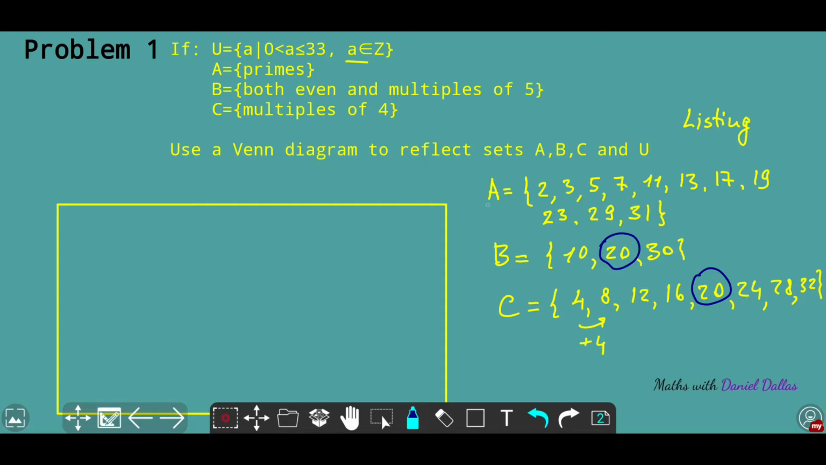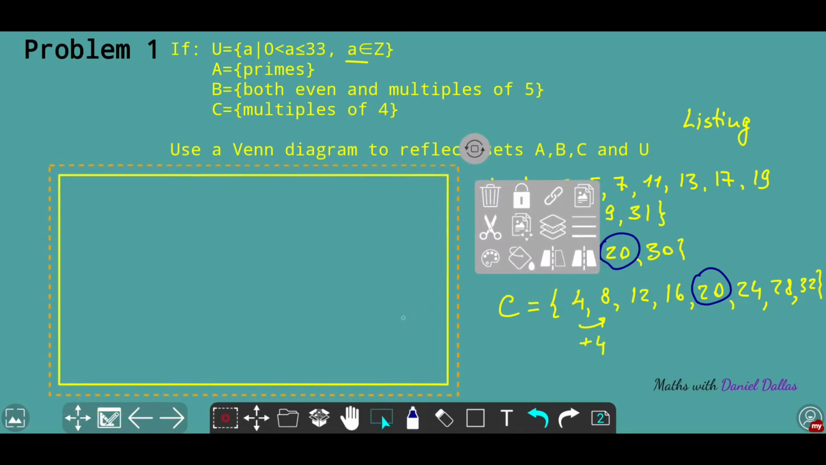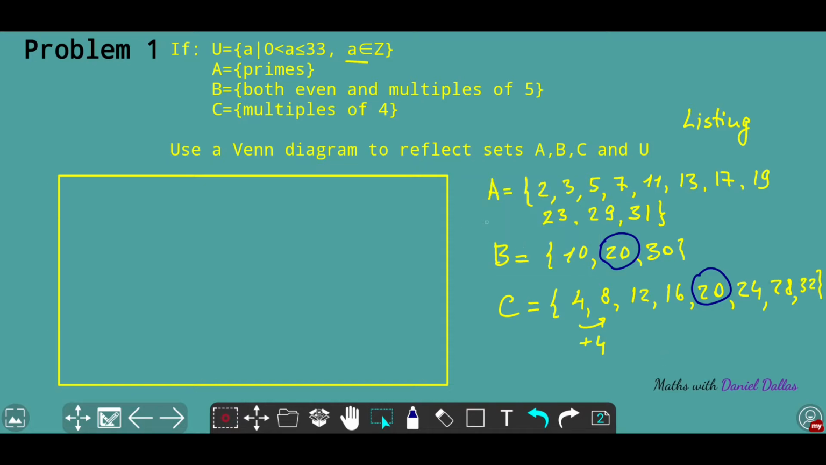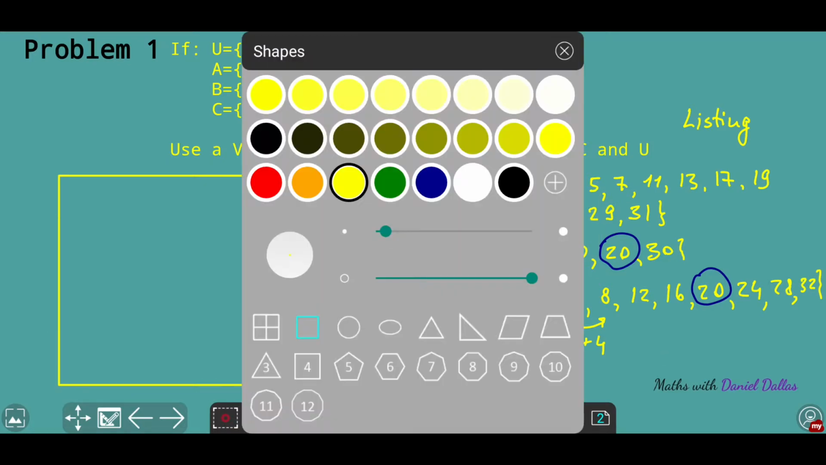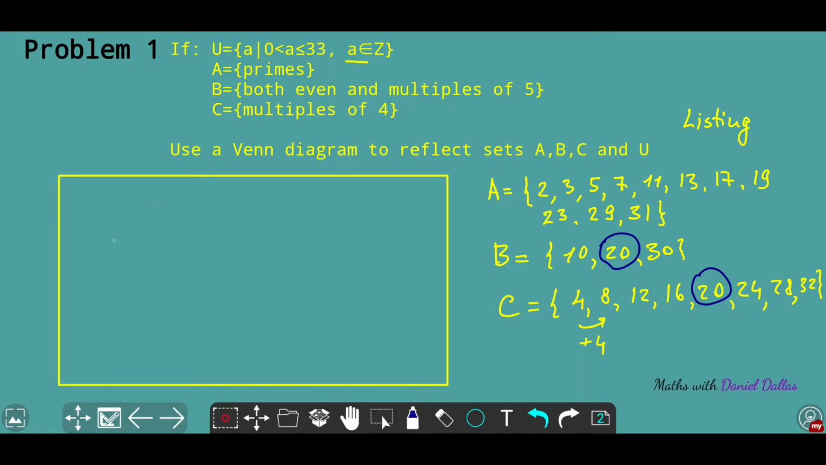What about primes? Prime numbers stay alone, they're unique, and that means we are going to have set A as an isolated circle. So I just draw the circles, and first we mark set A, that's going to be here. So that's set A. One more time, I'm not going to put all the elements that you can find in this listing.